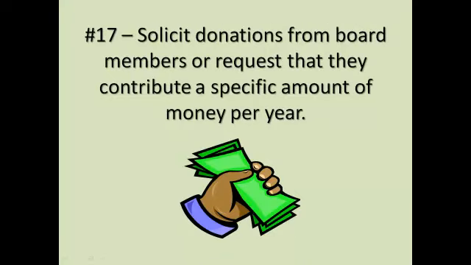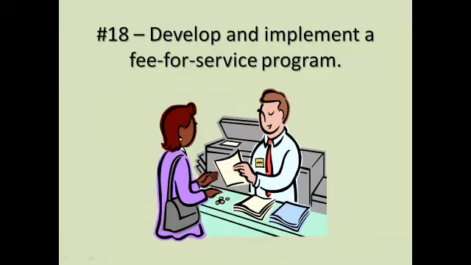Number 17, solicit donations from board members or request that they contribute a specific amount of money per year. If they are unable to contribute their own money, then they should be responsible for soliciting funds from family members, friends, or colleagues to equal the amount for which they are responsible. And today, most board member job descriptions do include an amount that board members need to contribute or solicit on an annual basis.